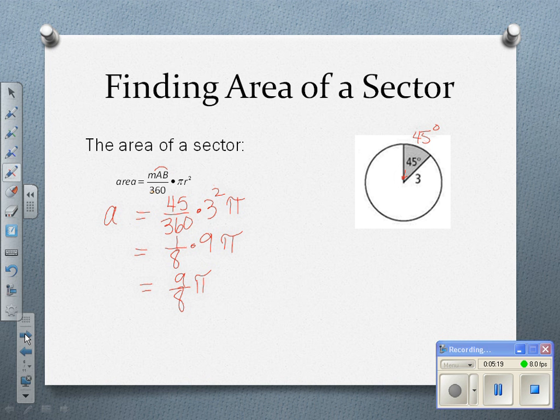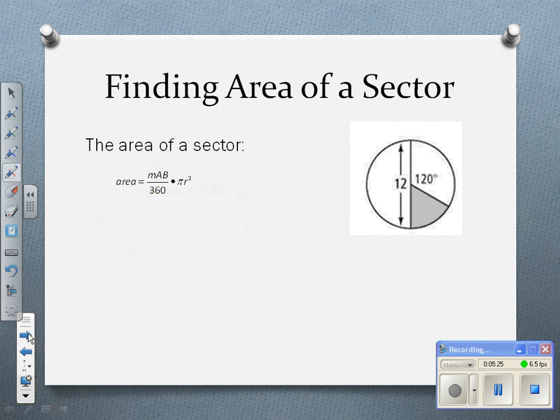Okay, remember, when we leave it in terms of pi, it's the exact answer, and when we multiply it by pi, it's an approximate answer. All right, so let's take a look at this example. Put that arc in there.